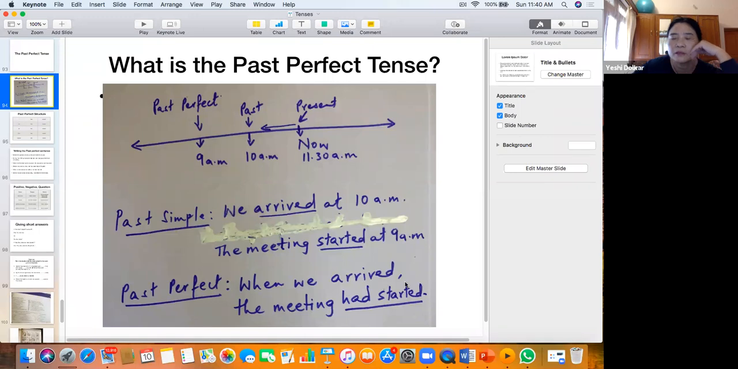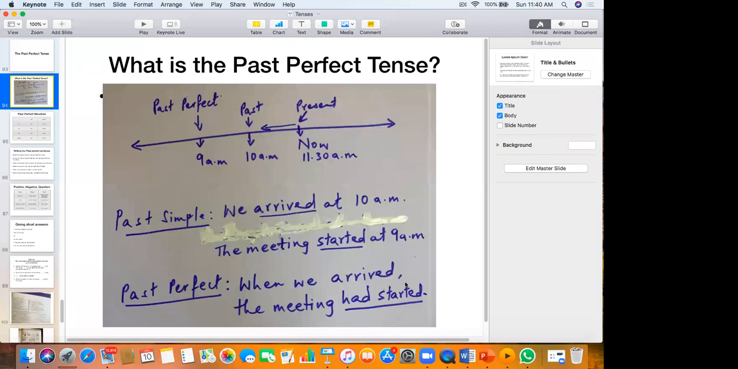This is what it means. This is what the past perfect tense means. Is it clear?